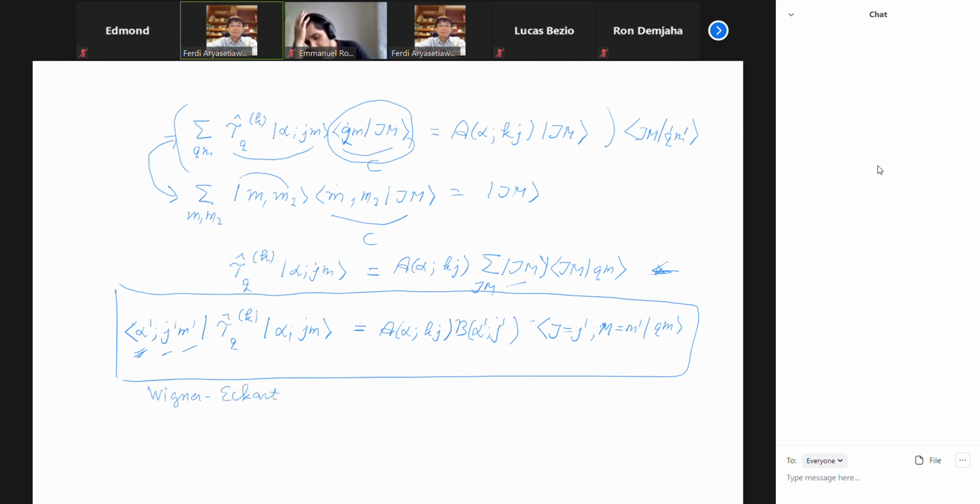So this constant of proportionality is what is written as alpha prime j prime, and then double bar. That's one. So it's just a constant, yes. And it is just the Clebsch-Gordan coefficient.